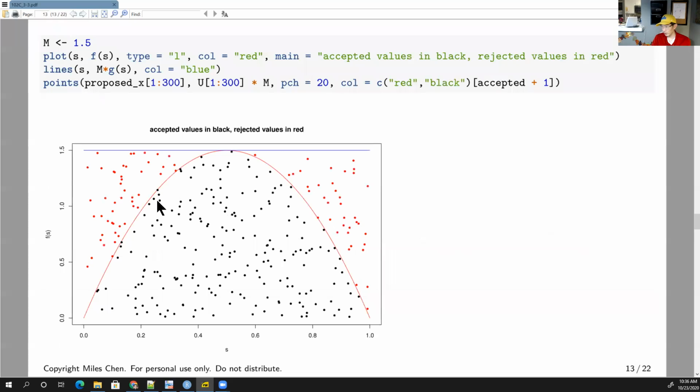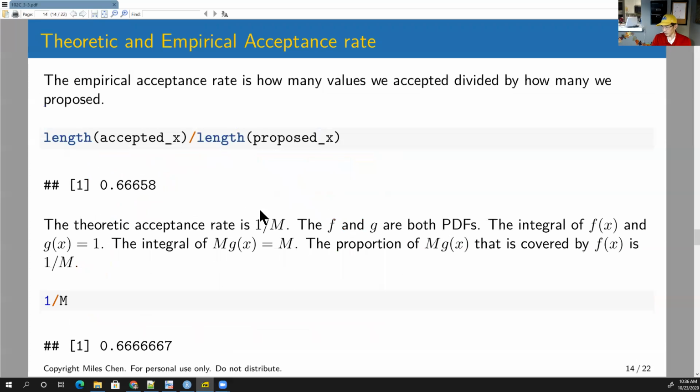And so when I plot this, I'm plotting the proposed values against basically u times m to kind of fill out this region. Okay, so out of the 100,000, I accepted 66,658. The theoretic acceptance rate is going to be 1 over m.